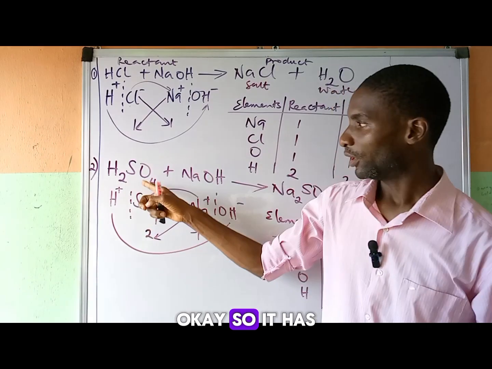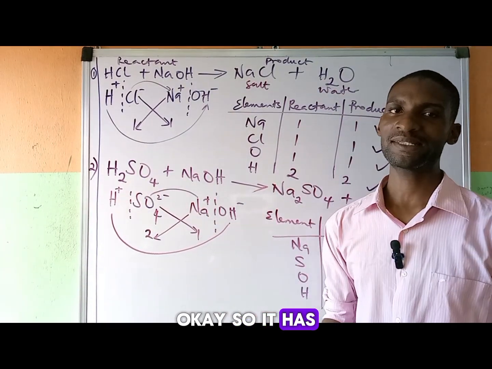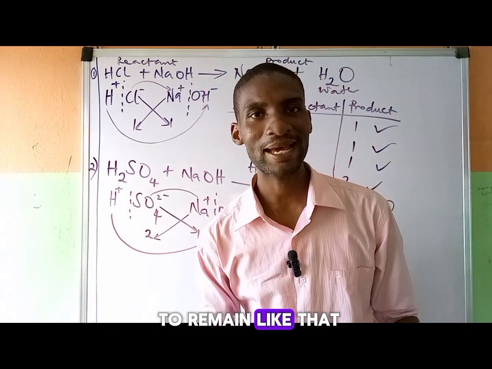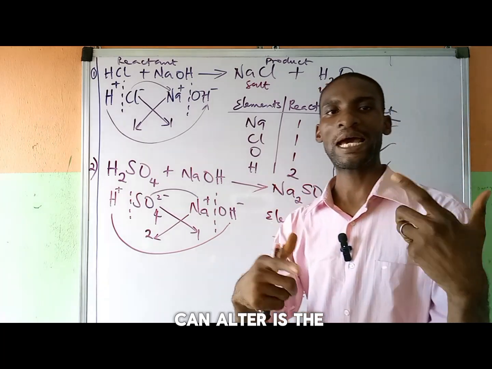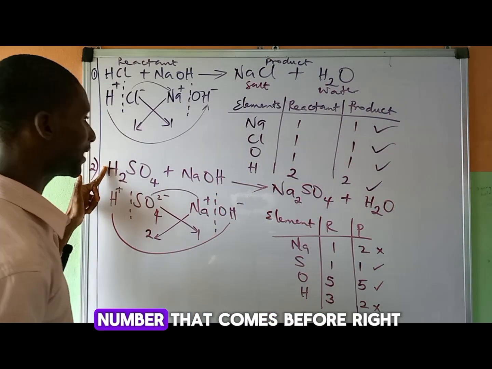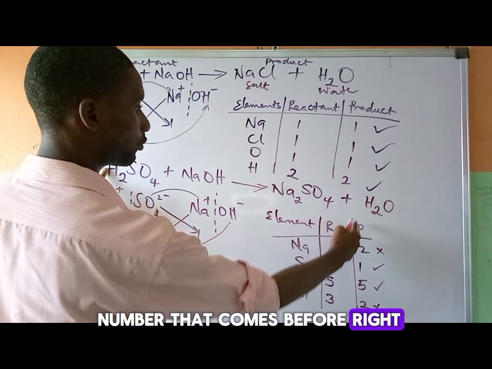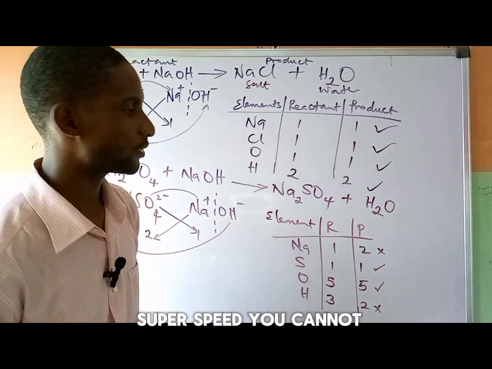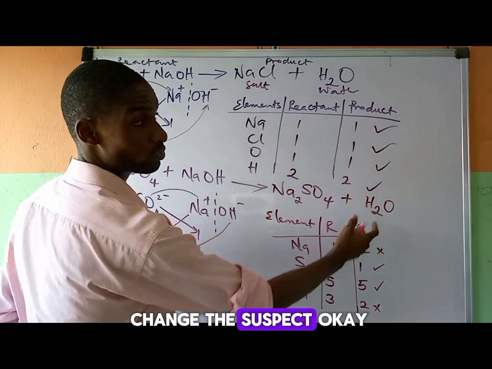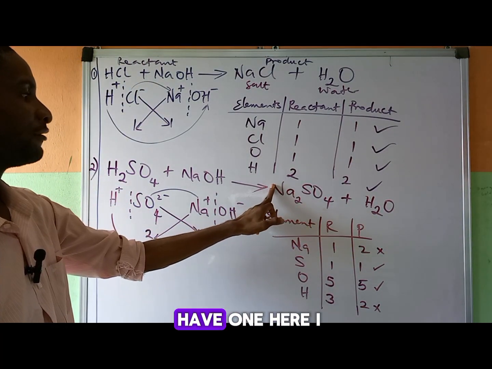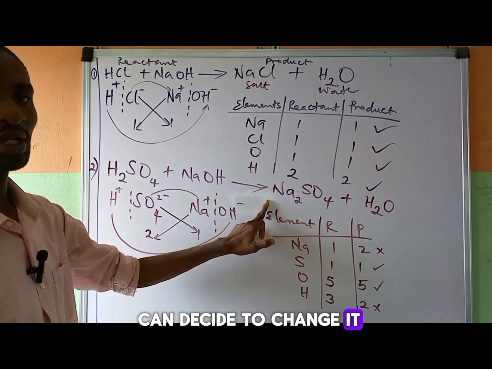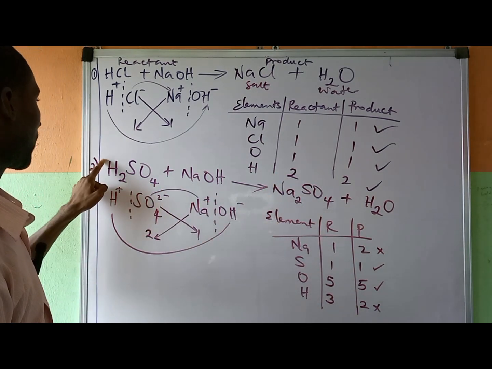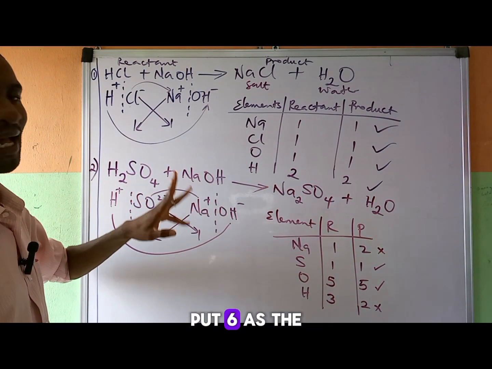Okay. So H2SO4 is tetraoxosulfate 6 acid. It has to remain like that. The only part you can alter is the number that comes before, which is called the superscript. You cannot change the subscript, okay? So here, I have 1 here, I can decide to change it and put 2. I can decide to put 3, put 6, as the case may be.